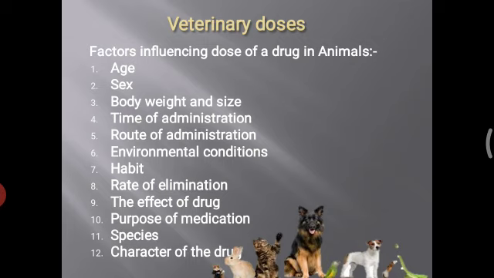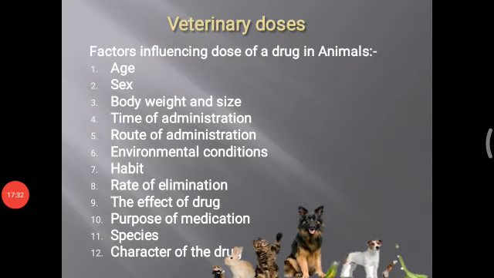Last factor is character of the drug. Larger doses of drug are required if it is given in crude form to the animals. For example, nux vomica powder is required to be given in larger doses than its active constituent alkaloid, which is given in smaller doses. These are all the factors that influence dose of a drug in animals, and here we cover our chapter posology.